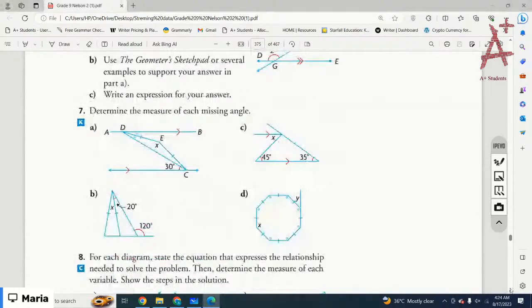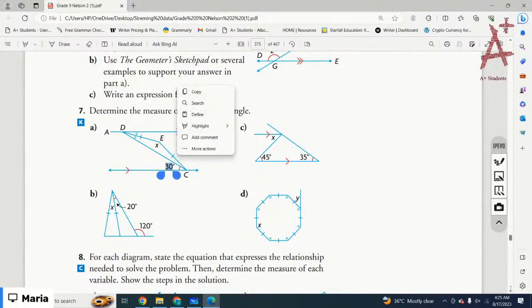Okay, let's just start with question number 7. Find the measure of each missing angle. Okay, so we have to calculate the missing angles. Let's see. In A, you have to find angle X, right? We have to find angle ADC. You have to find all the missing angles, right?